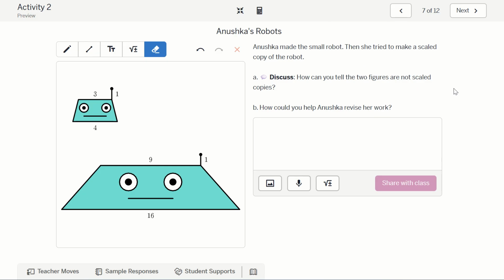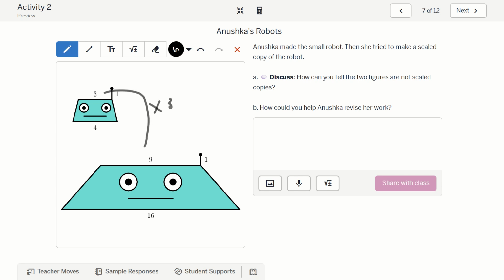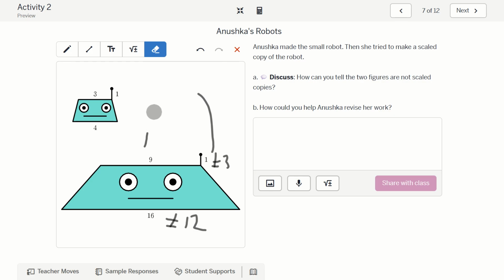Because 3 was multiplied by 3 to get 9. Okay. So that means the antenna should be 3, and the other should be 12. Okay, so I'm writing down not equal to 3, not equal to 12, because if 3 becomes 9, it should be multiplied by 3, right? And then these all should be scaled up by 3, which they're not. There's one thing that's a dead giveaway about why it's not scaled. Who can tell me the one thing that gives it away?